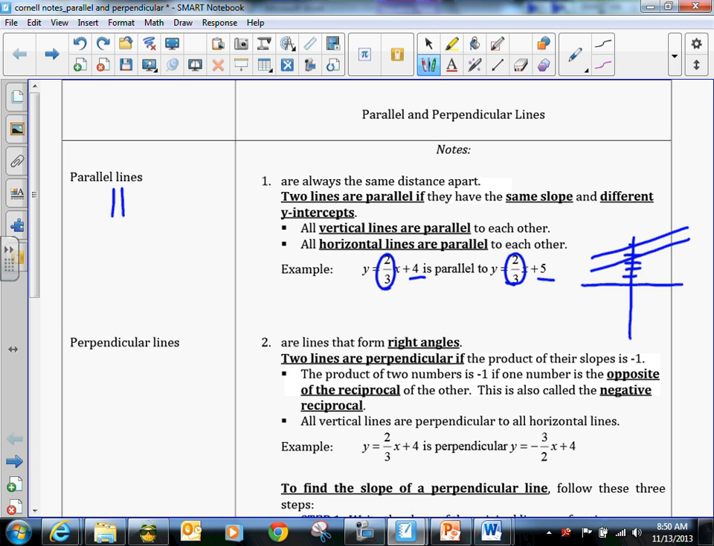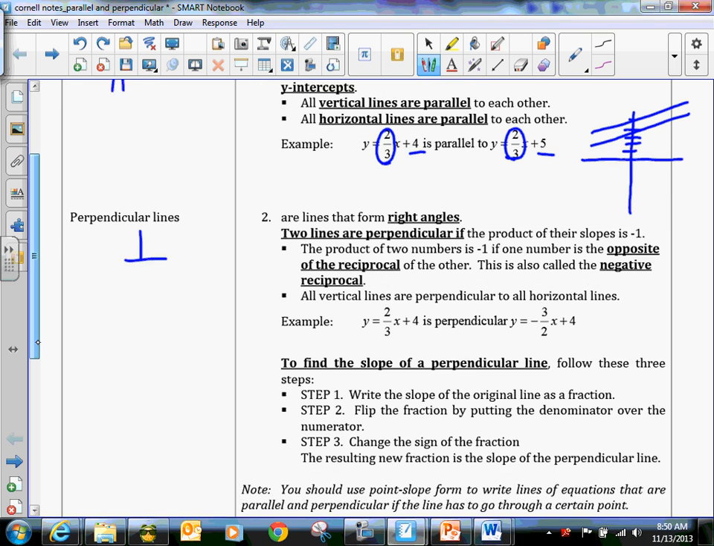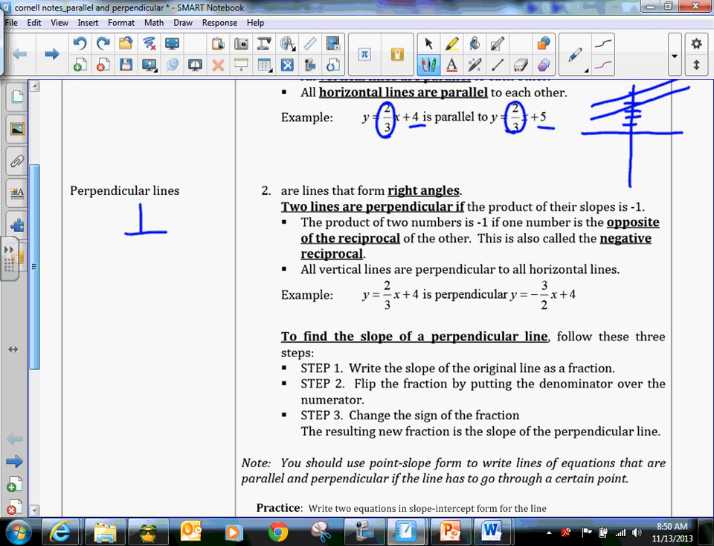So perpendicular lines. Those are lines that form a right angle. That's our symbol for perpendicular. Two lines are perpendicular if the product of their slopes is -1. So the product of two numbers is -1 if one number is the opposite of the reciprocal. Okay, this is called a negative reciprocal.